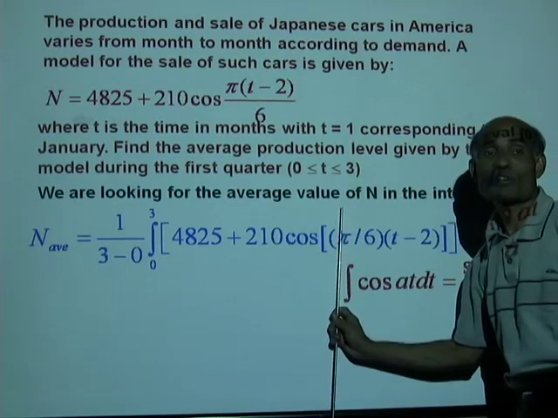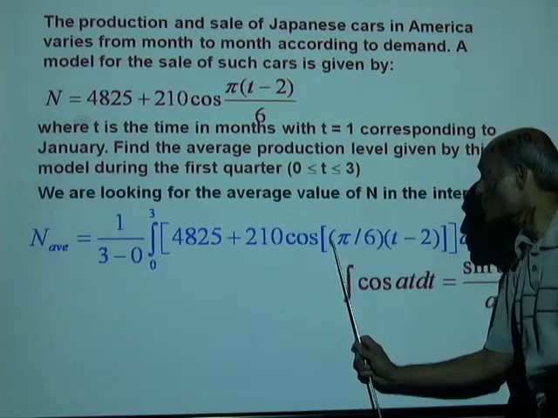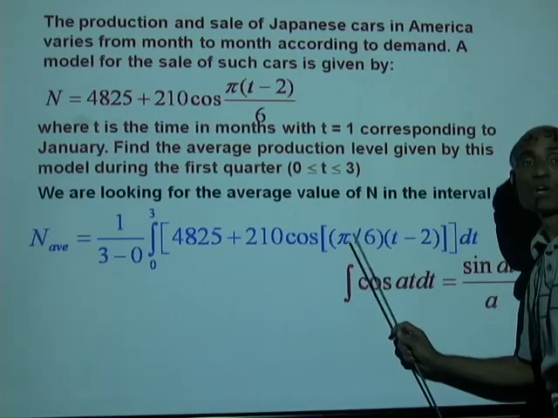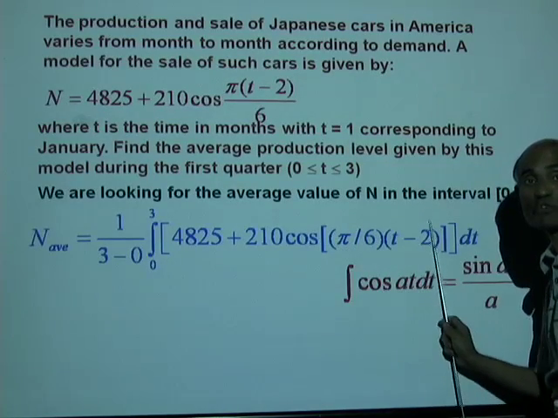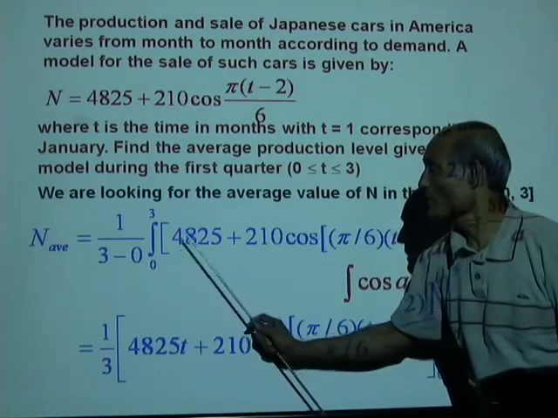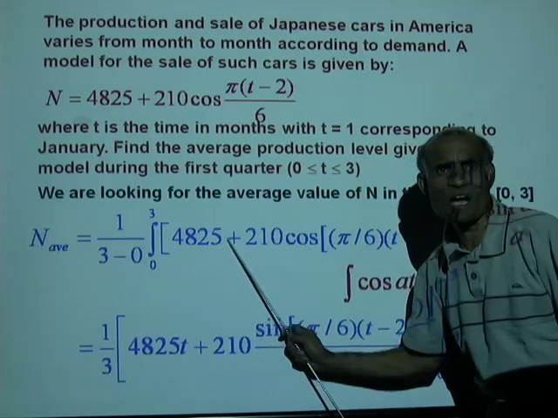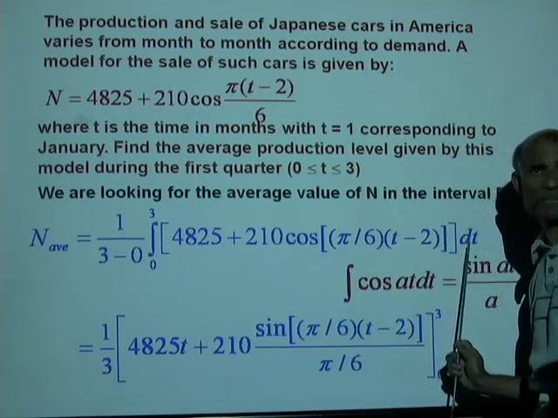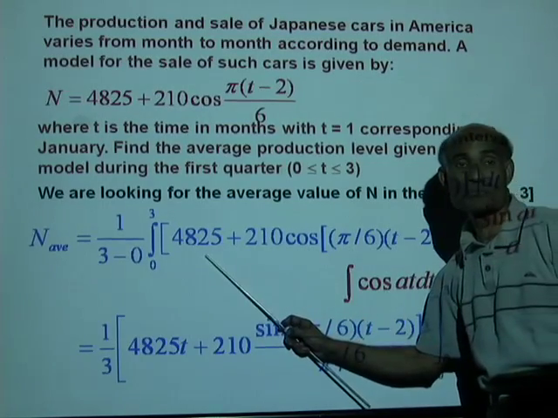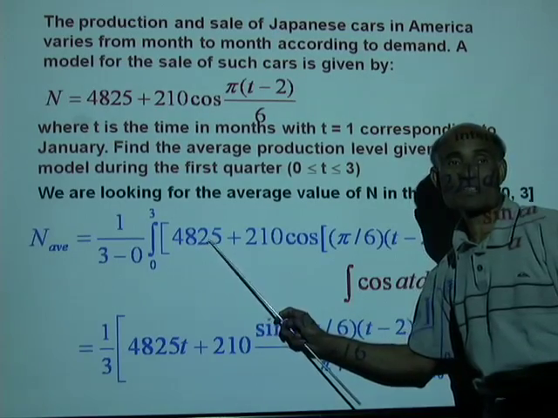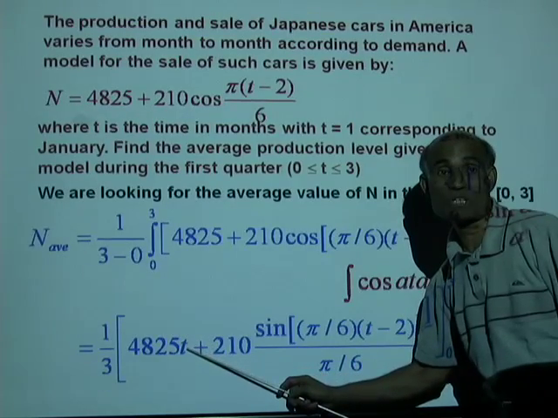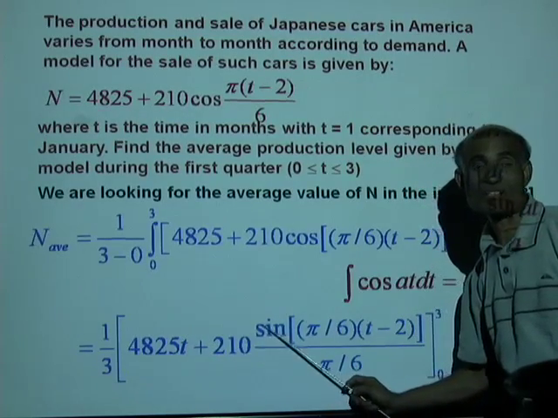And therefore, the integral of cos of (pi by 6 times (t minus 2)) dt will be sine of this quantity divided by pi by 6. So here, that will be 1/3. What is the integral of 4825 dt? You must read each term. Remember, dt is common for all the terms. The integral of 4825 dt is 4825 t, plus 2010 is a constant.